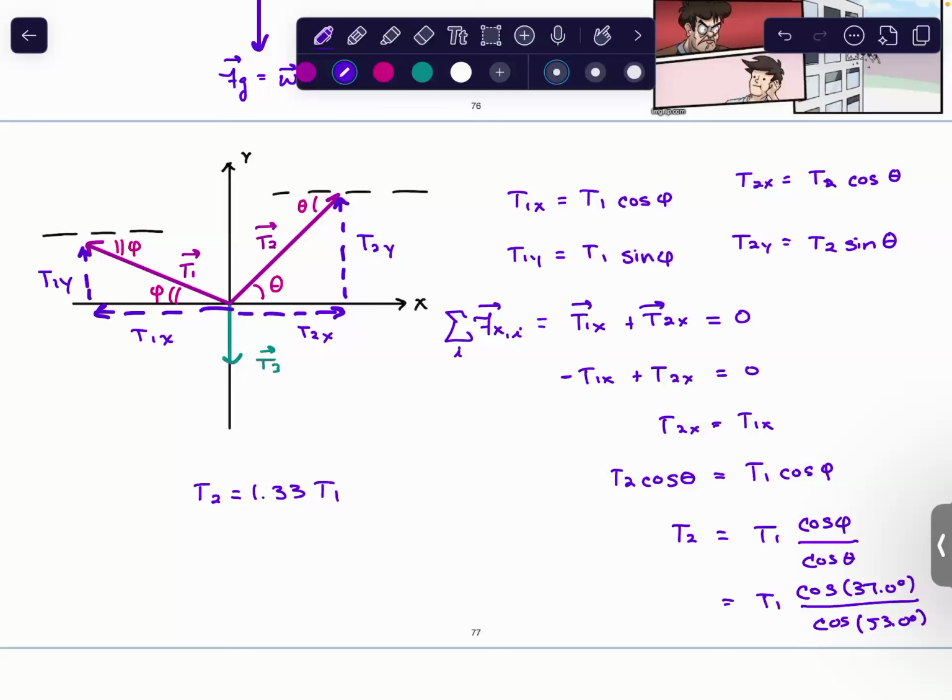So you get the 1.33 from the cosine part? Yeah, 37 divided by cosine. Oh, okay. That's your 1.33. And so now we have T2, well, T2 is a multiple of T1.